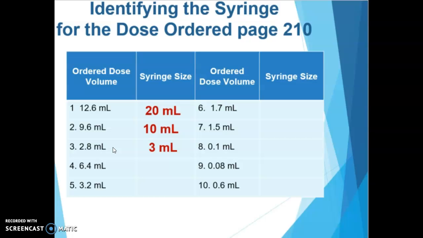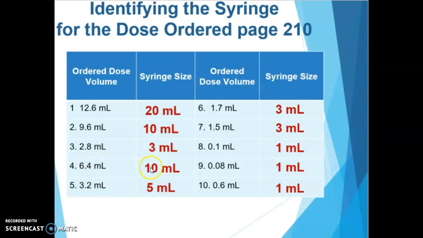Okay, so you've had some time to think about this. Number 4, a 6.4 mil should be a 10 ml syringe. 3.2 mil, you can't use the 3 ml anymore, you gotta go up to 5. Okay, so check through those, make sure you're getting them, but just make sure that your syringe you're picking out is bigger than your dose.